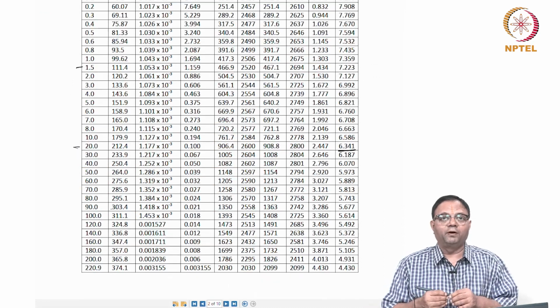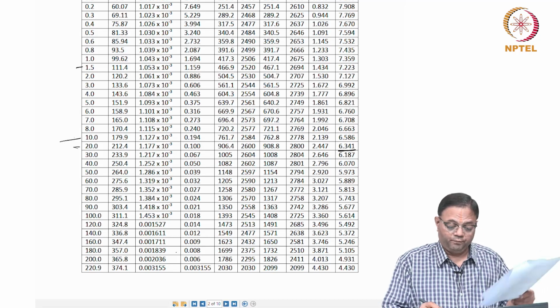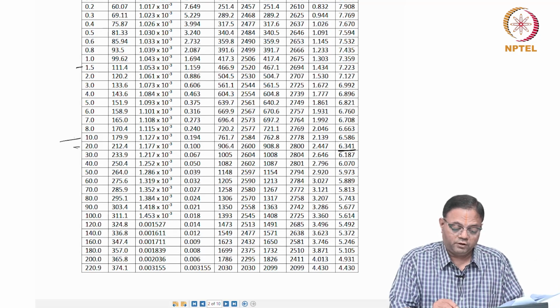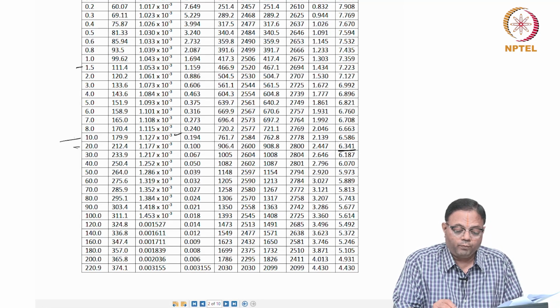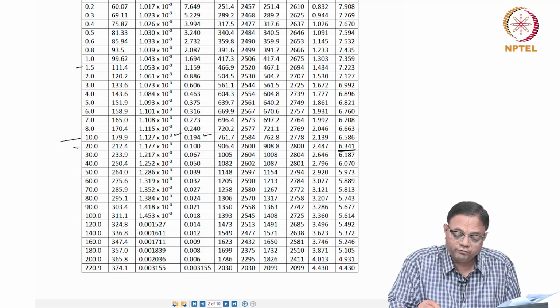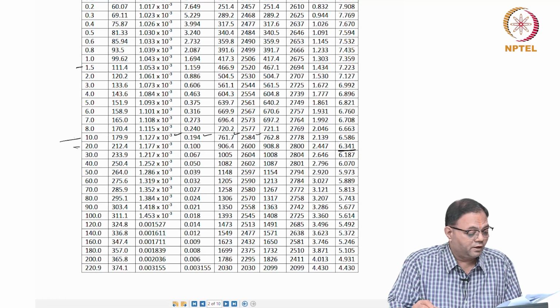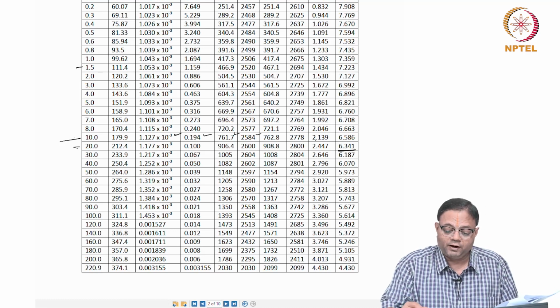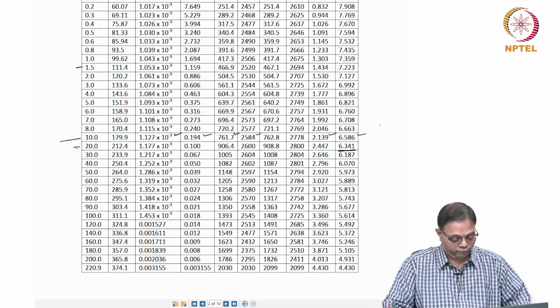Here 1 megapascal is here. The values I want are the saturation values. So I get Vf, that is 1.127 into 10 power minus 3, Vg is 0.194, then Uf is 761.7 and Ug is 2584.84 that we want. Then for the entropy balance I need entropy values. 2.139 is Sf, 6.586 is Sg. So we can retrieve these values.